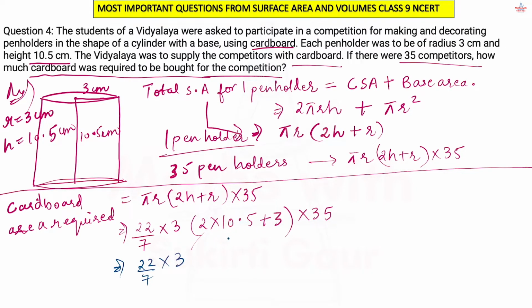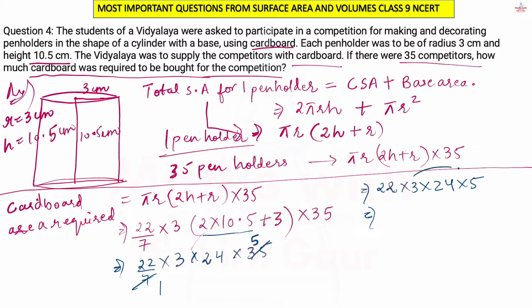22 upon 7 as it is, multiplied by 3, solve this bracket. 2 into 10.5 will be getting what? 21. 21 plus 3 will be 24. Bracket opened, into 35. Now this is very easy cancellation. 7 times 1, 7 times 5, right? Here we will be getting 22 into 3 into 24 into 5. Now rather than calculating each and every time, 22 into 3 and then that into 24 and that into 5, let us make this 15 first. So this will be 22 into 15 into 24.